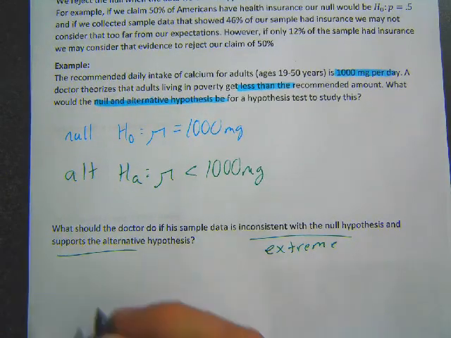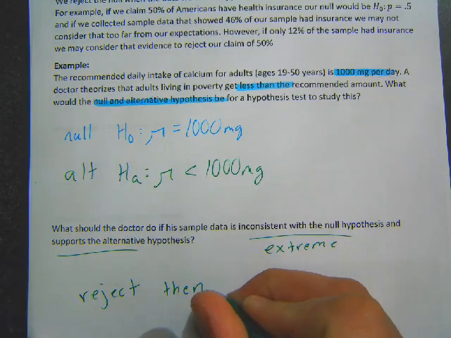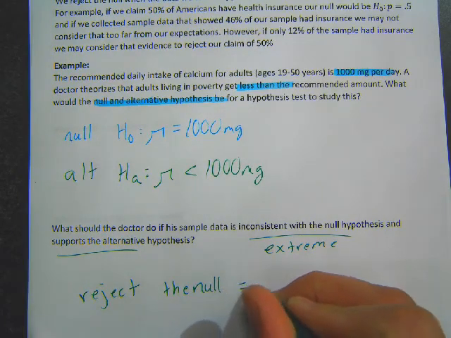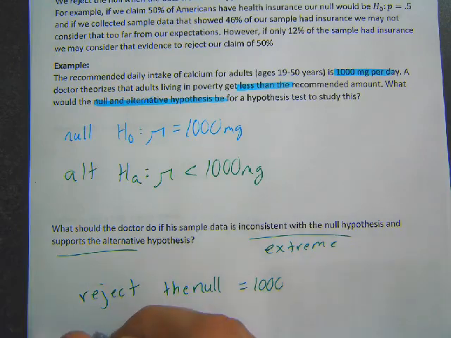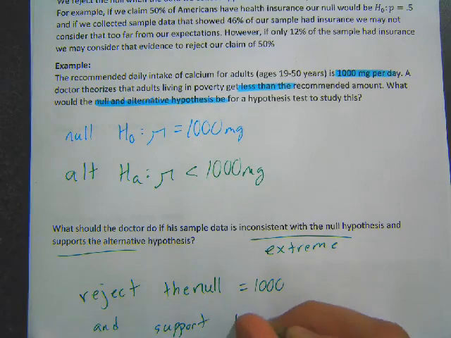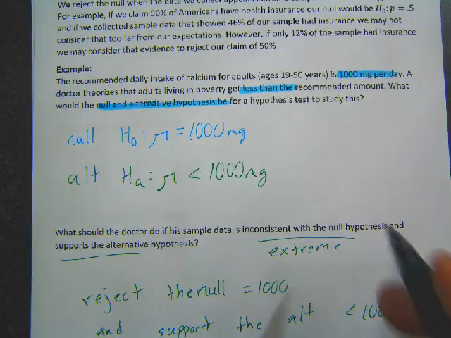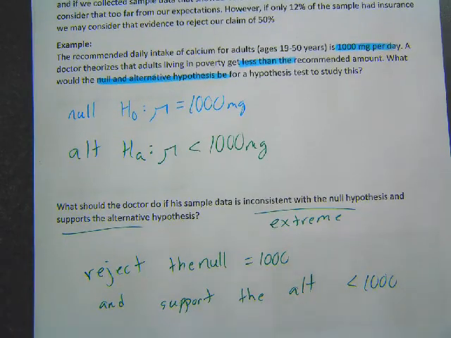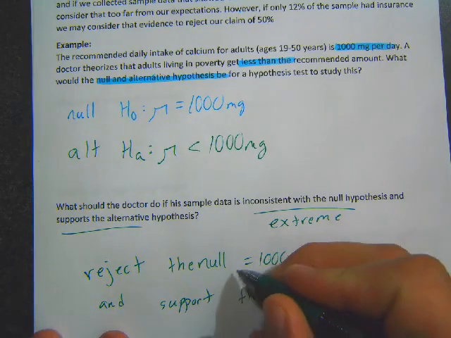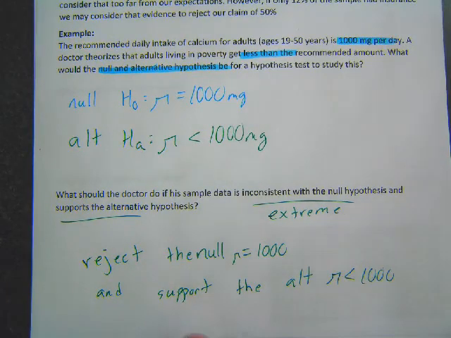In this case, he would reject the null, which is that it equals 1,000, and support the alternative. It's less than 1,000. So you got a result that's so small that he actually can stop and say, no, I don't think the null works. I think it's wrong. I think that it's not an average of 1,000. We're not getting 1,000 a day. People are getting less than 1,000 a day. And that's what he's doing when he gets extreme results.